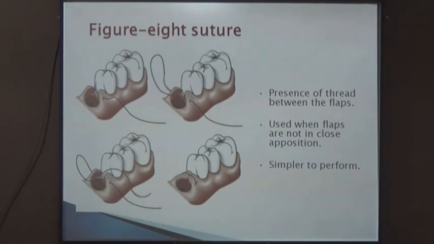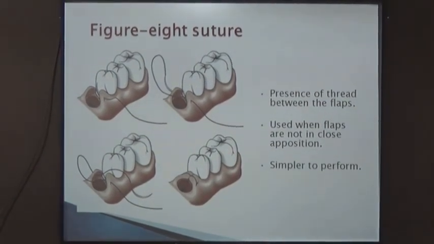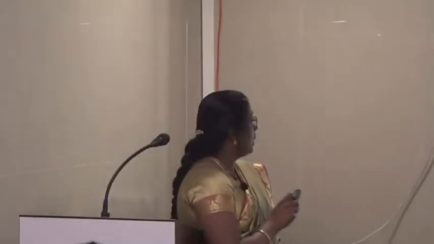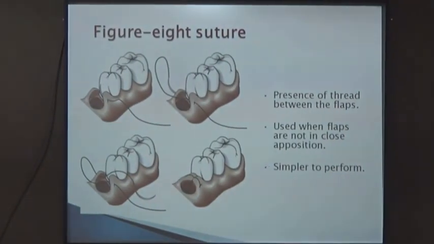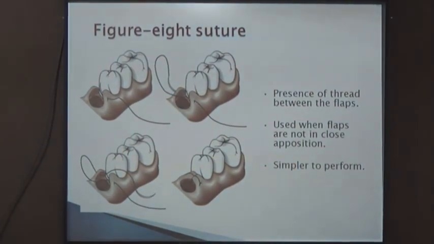See this figure of 8. Presence of threads between the flaps, used when flaps are not in close opposition. It is simple to perform. Are you able to understand the simple loop on this? See, it is the presence of thread between the two flaps, and used when the flaps are not in close opposition. You have to tightly put it and then do it, and it is simple to perform.